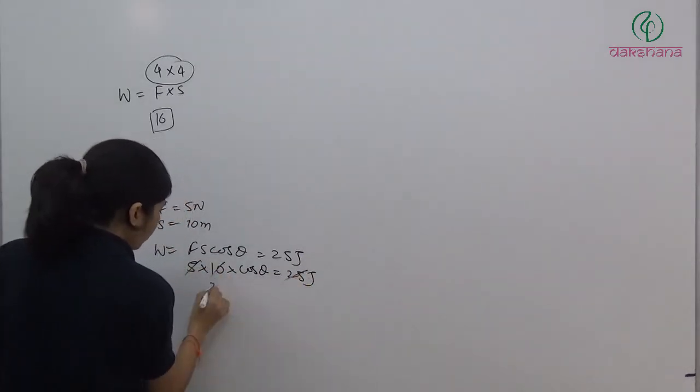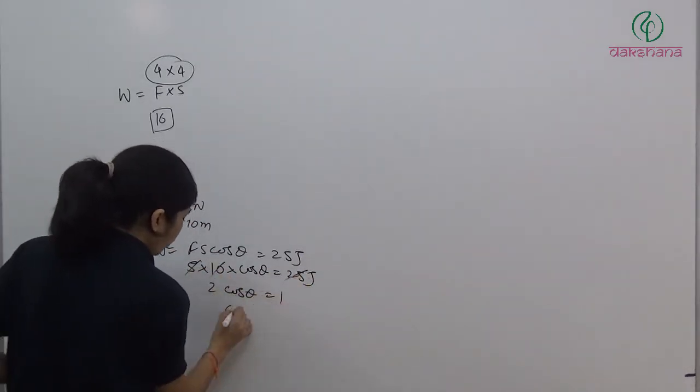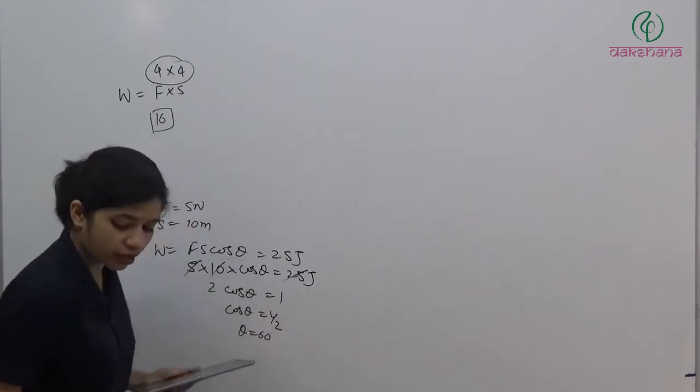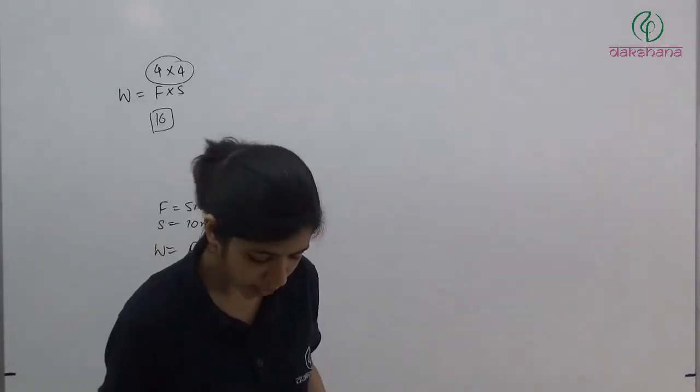So here we have 2 cos theta is equal to 1, cos theta is equal to half, theta is equal to 60 degree. Clear? Now the answer will be the third option.